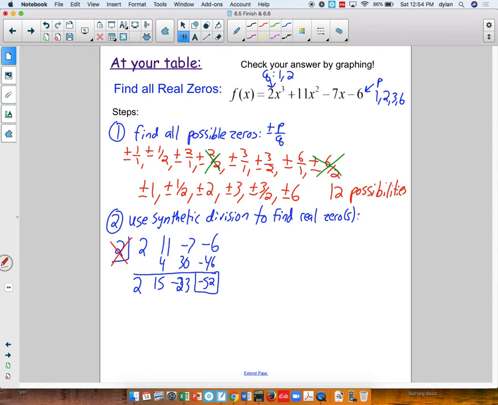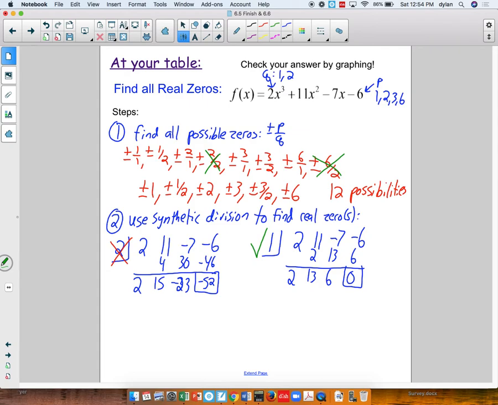So let's try another one. Let's try 1 this time. You're essentially just guessing and checking, so you can pick whichever ones you want. So I'm going to try 1. 2, 11, -7, and -6. Bring down the 2, 2 times 1 is 2, 11 plus 2 is 13, times 1 is still 13, -7 plus 13 is 6, 6 times 1 is 6, -6 plus 6 is 0, so we have a remainder of 0. So that's great. My second guess was successful. 1 is one of our possible zeros.